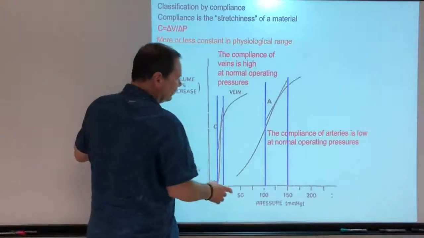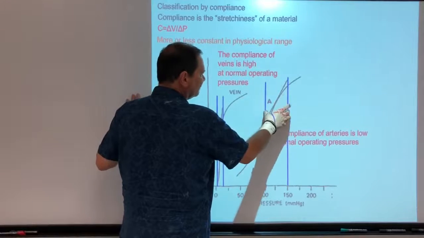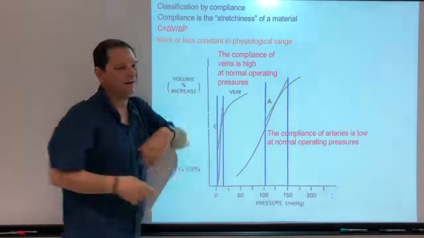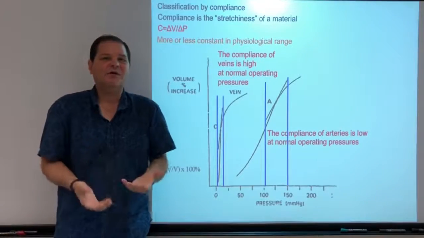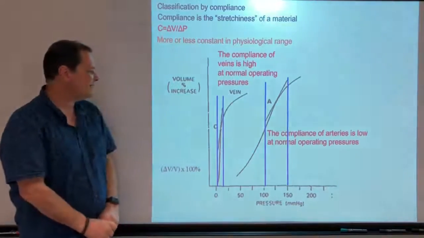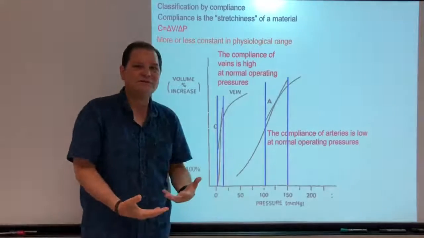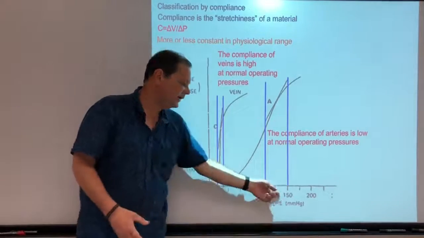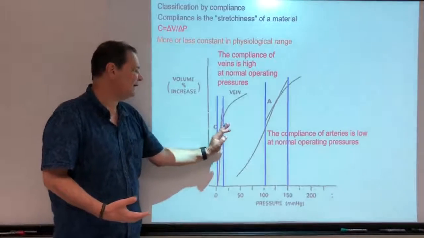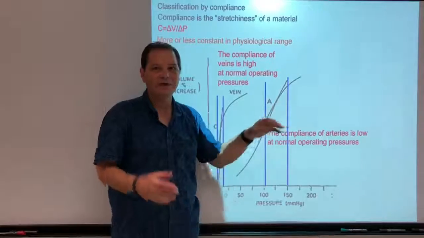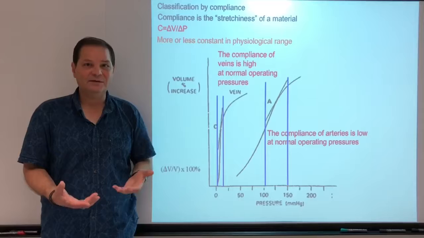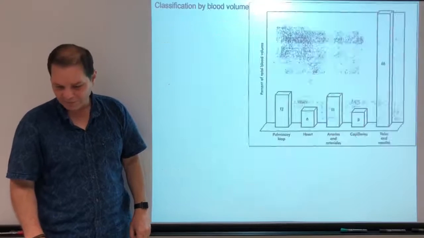And the other thing I want you to notice is that over the physiological range, which is more or less bounded by these blue lines, the compliance is more or less constant. We consider it, for the purposes of the cardiovascular system, to be linear. So that means that the compliance is the same over the physiological range of pressures in veins and arteries. And it's not only the same, but it's relatively high in the veins and relatively low in the arteries. And that has consequences for the cardiovascular system. And I'll explain that toward the end of this lesson, why that is.